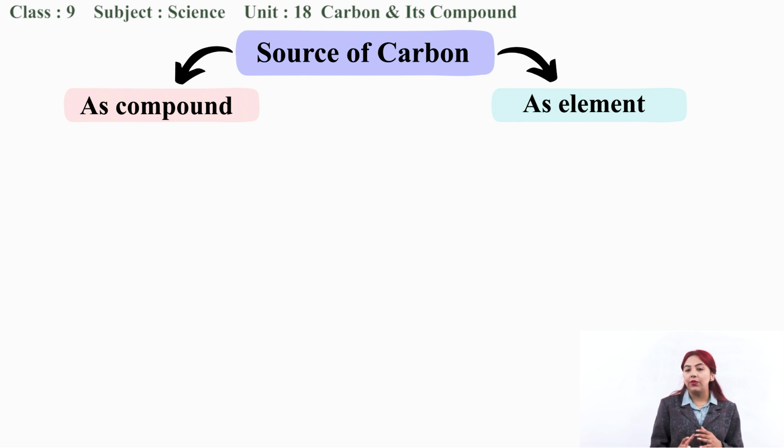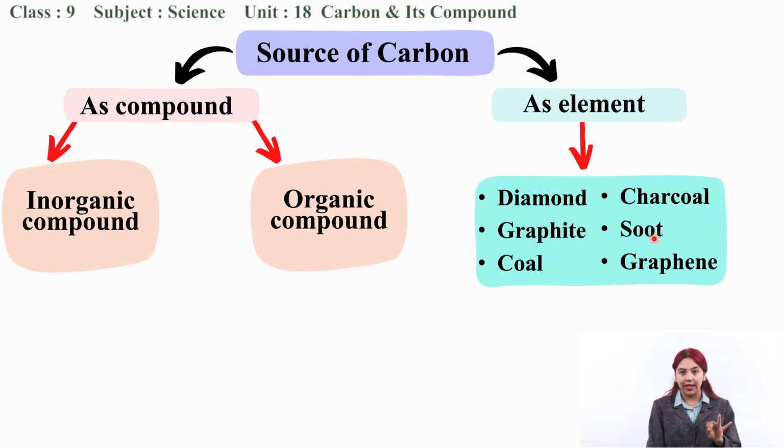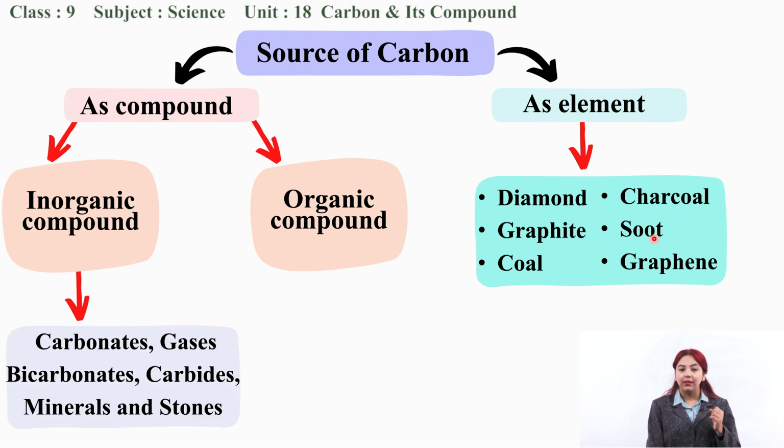Can you tell me a few examples in which carbon is found in a pure elemental form? I hope you have mentioned a few that are written here. So in elemental form, carbon is found as graphite, diamond, coal, charcoal, soot, and graphene. Now, can you tell me the two categories into which the compound source of carbon has been divided? Yes, it's inorganic compounds or organic compounds. The examples of inorganic compounds are carbonates, gases, bicarbonates, carbides, minerals, and stones.